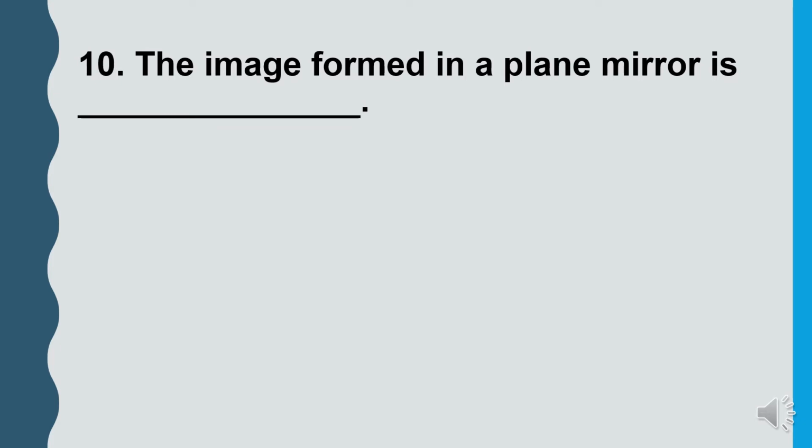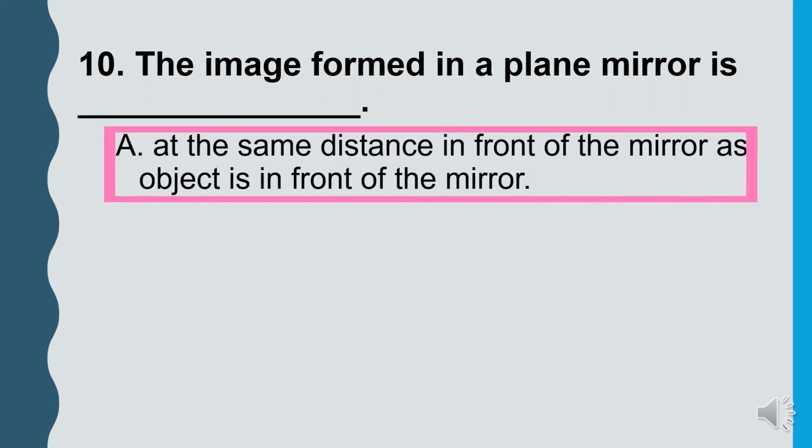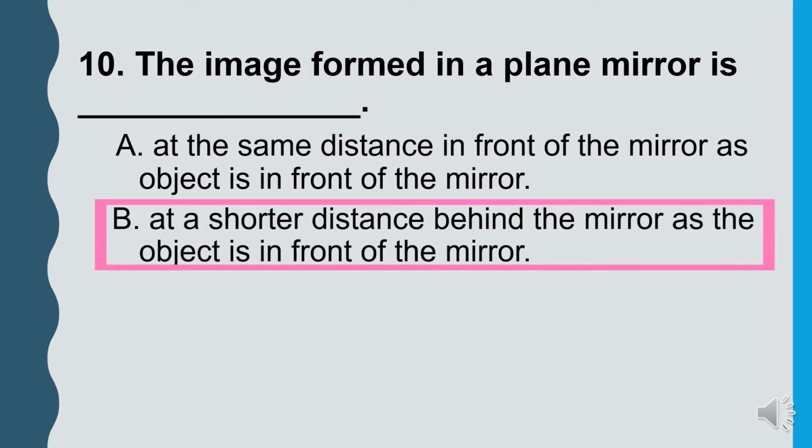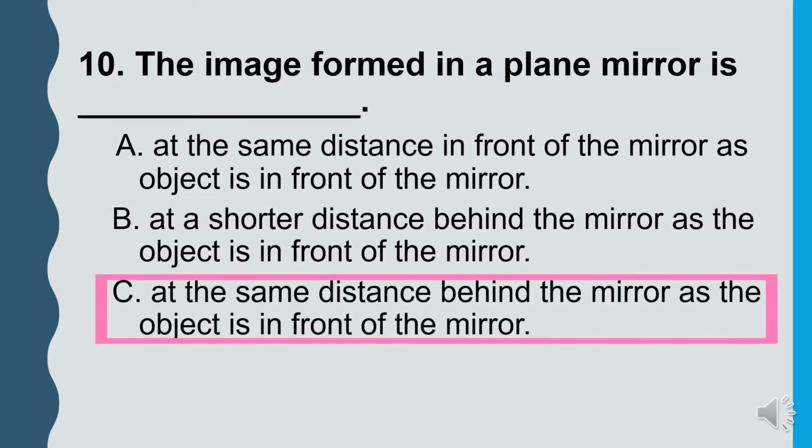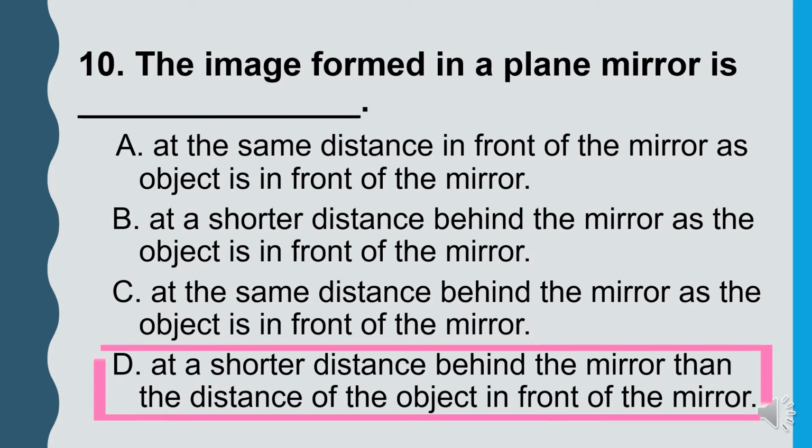10. The image formed in a plane mirror is blank. A. At the same distance in front of the mirror as the object is in front of the mirror. B. At a shorter distance behind the mirror as the object is in front of the mirror. C. At the same distance behind the mirror as the object is in front of the mirror. D. At a shorter distance behind the mirror than the distance of the object in front of the mirror.